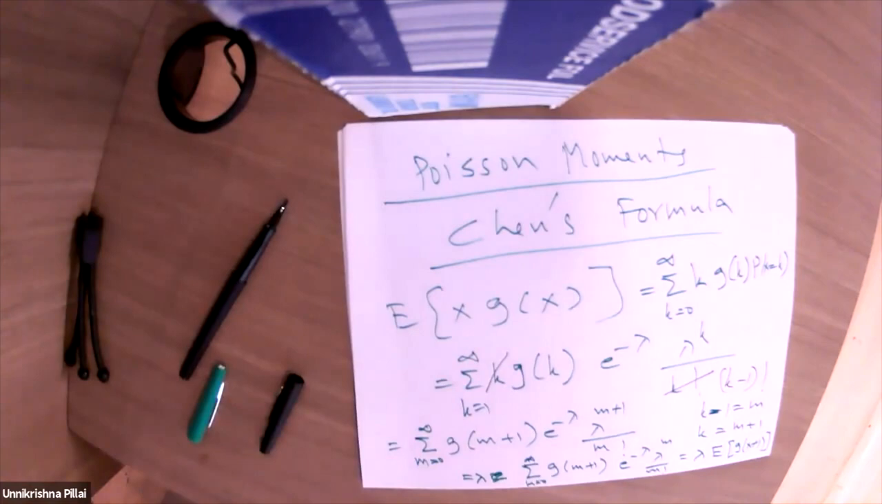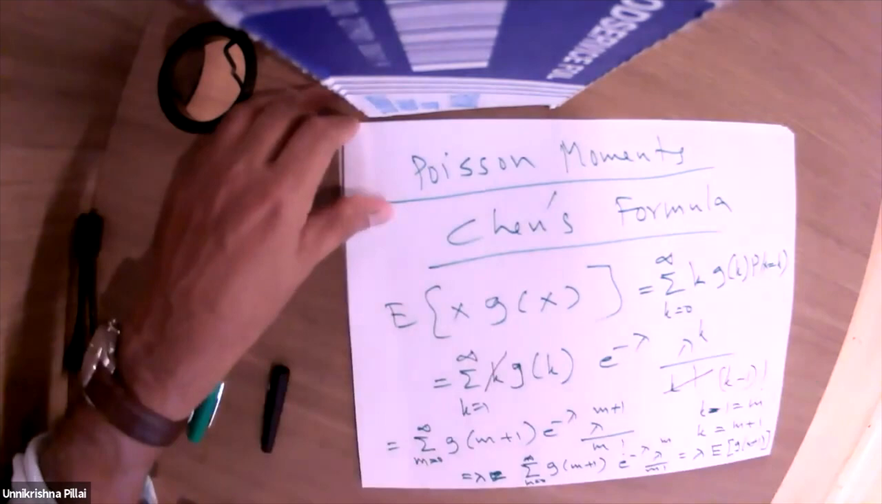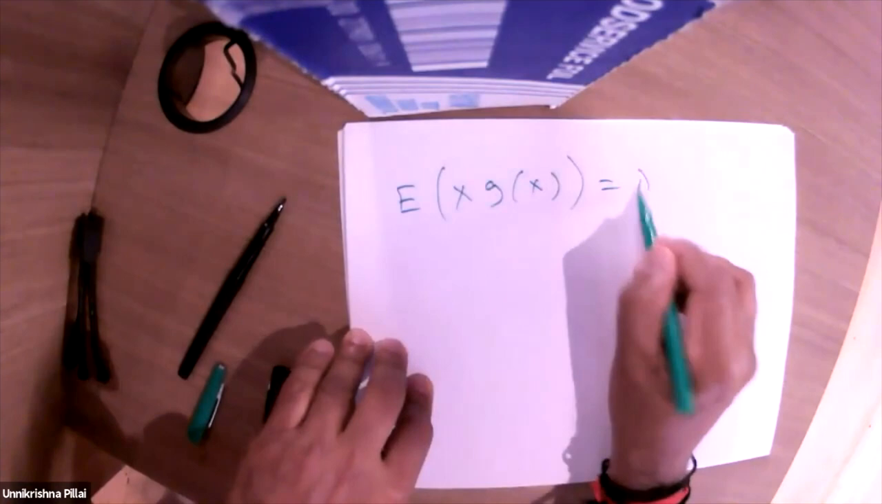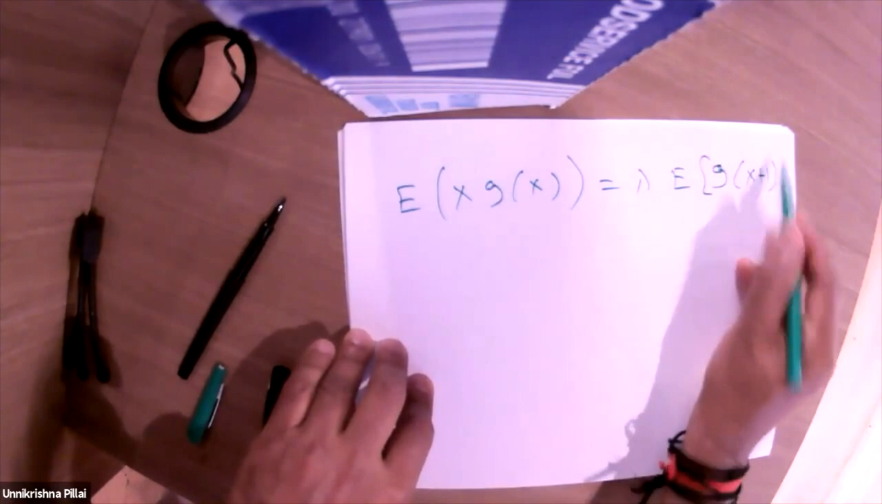You will say, what's the big deal, right? Let me rewrite the last line on the next page. What we have developed is that the expected value of x g(x) is lambda times the expected value of g(x plus 1).